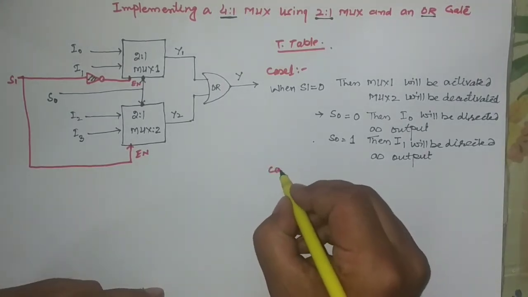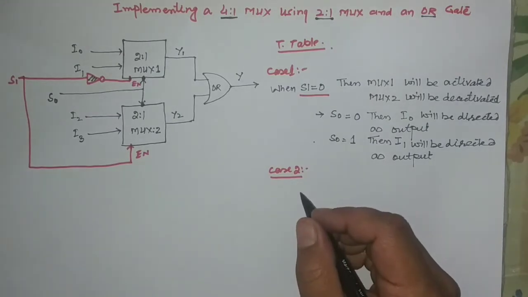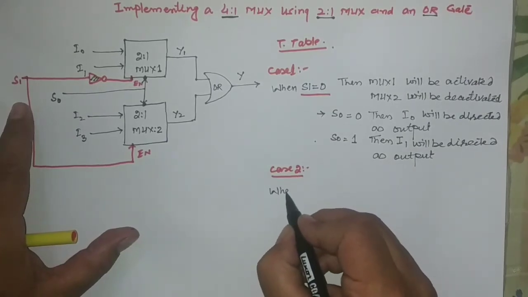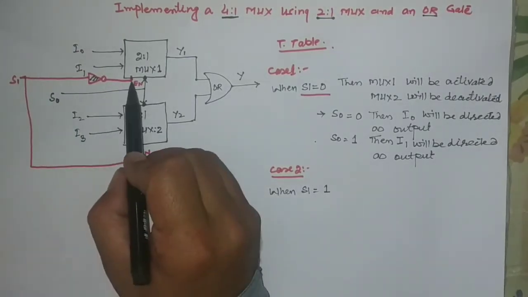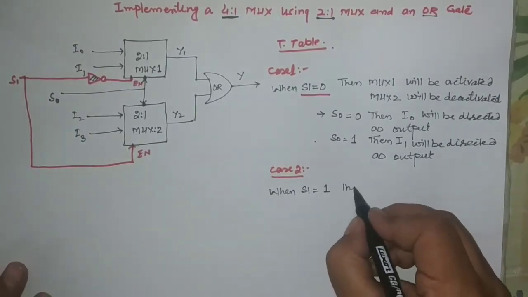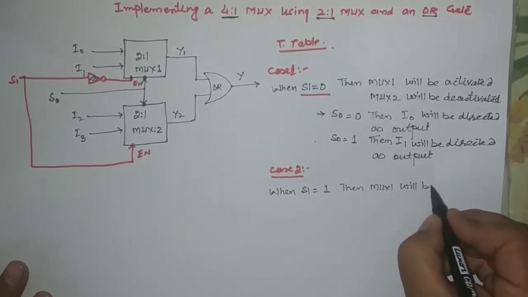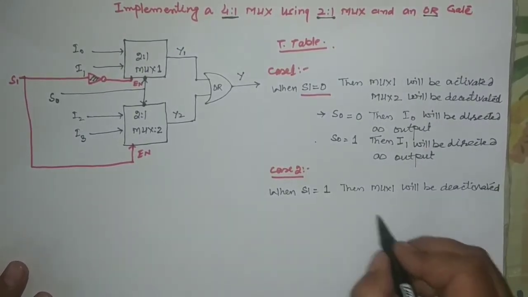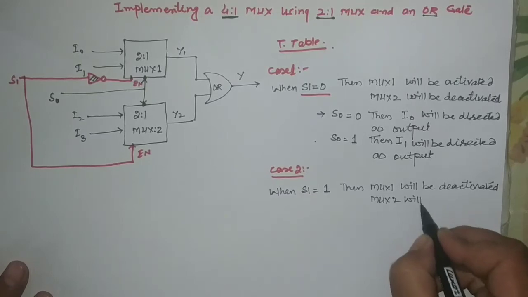Now case 2, when S1 is equal to 1. In this case the enable of multiplexer 1 will become 0, so multiplexer 1 will be deactivated and mux 2 will be activated.